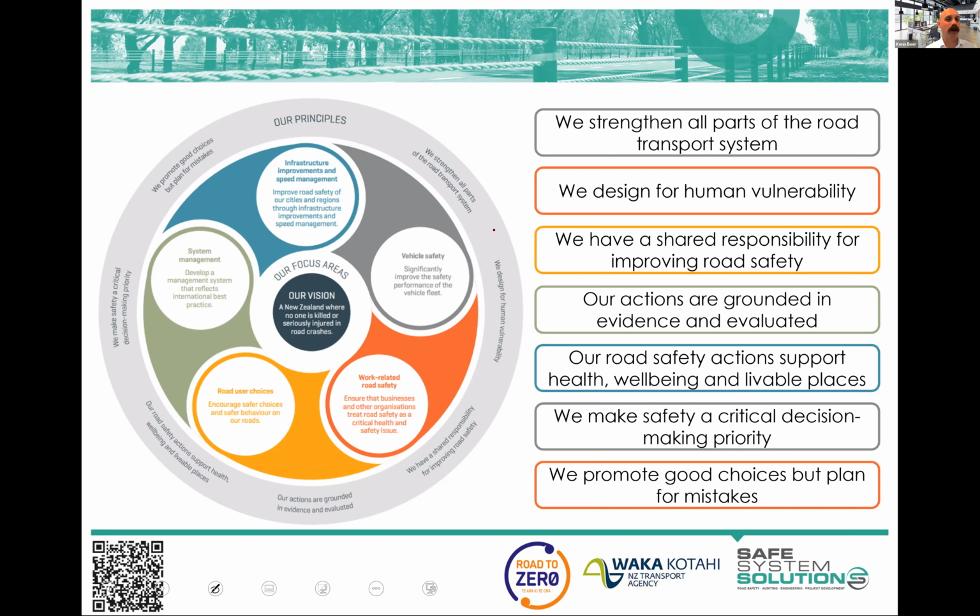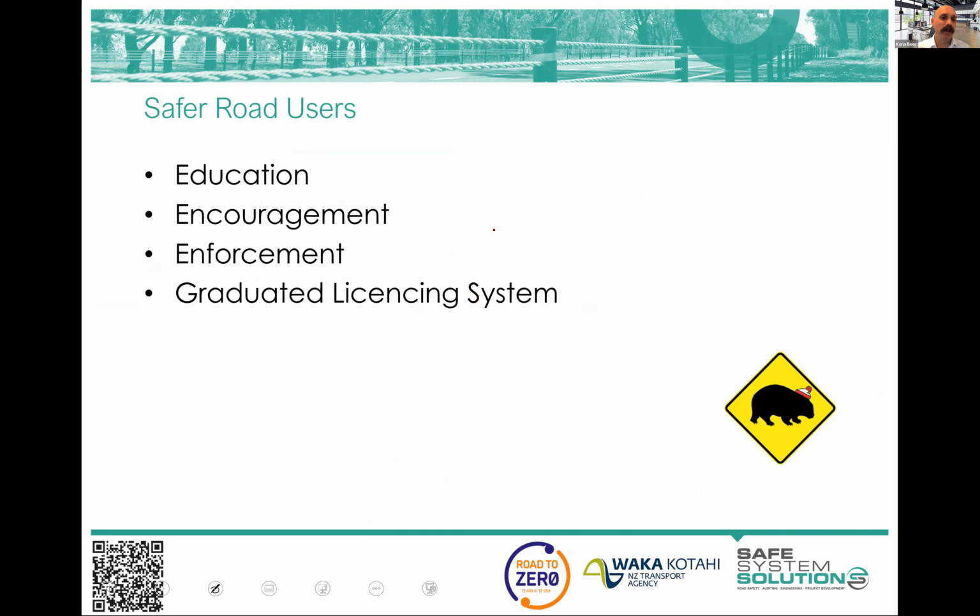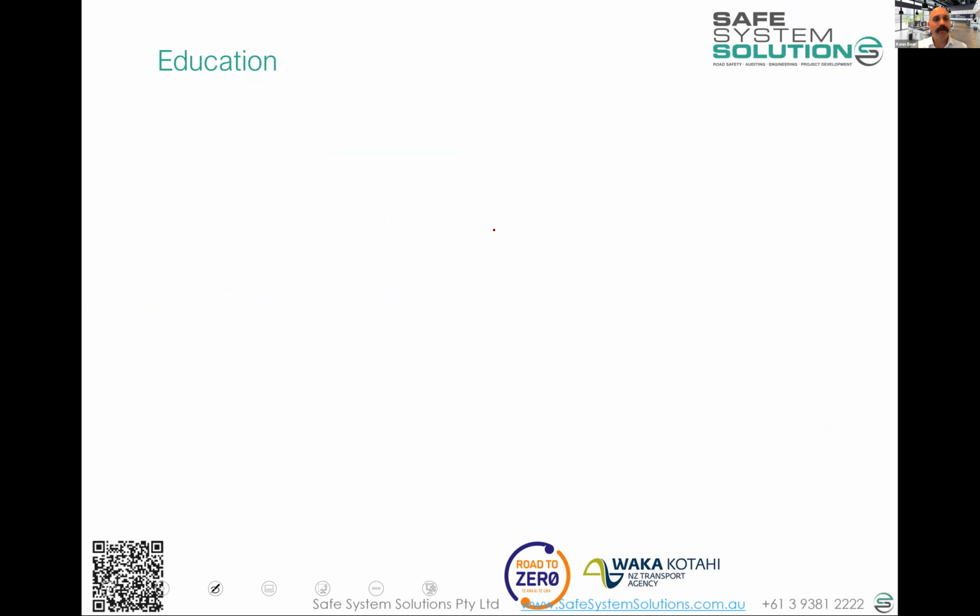So let's talk about safer road users. How do we get better road use? And we can do that through education, encouragement, enforcement, and some sort of licensing system or the like. So I'll just go through those one at a time.